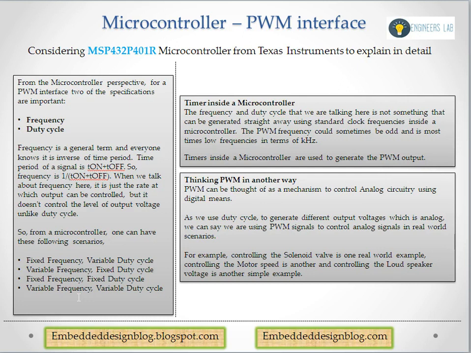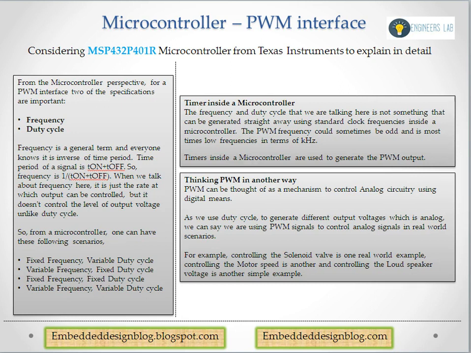As we continue from a microcontroller's perspective, what does it mean to have a PWM interface? We understood that frequency and duty cycle are what is important from a PWM generation perspective. Now, to generate this, what needs to be done inside a microcontroller? To generate the frequency and required duty cycle, the timer inside the microcontroller is used. If you have a PWM pin on a microcontroller, generally there would be a timer associated with it, or you can associate a timer in your program, and based on the timing that is set, you can generate the required frequency and duty cycle.